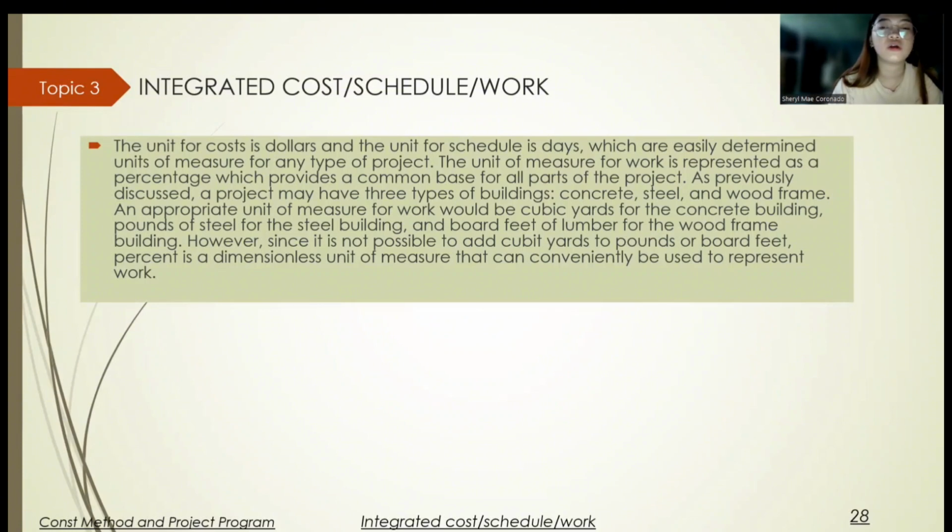So these are concrete, steel, and wood frame. An appropriate unit of measure for work would be cubic yards for the concrete building, pounds of steel for a steel building, and board feet of lumber for the wood frame building. However, since it is not possible to add cubic yards to pounds or board feet, percent is a dimensionless unit of measure that can conveniently be used to represent work.